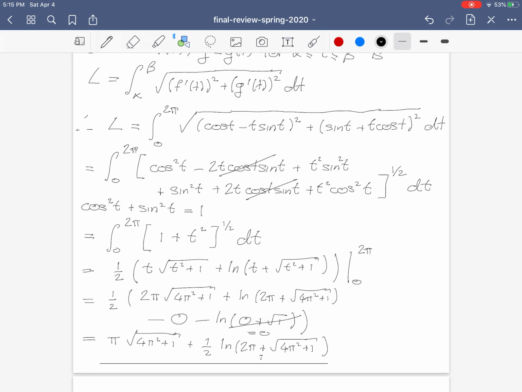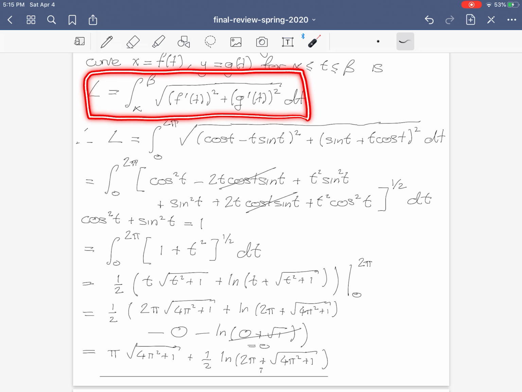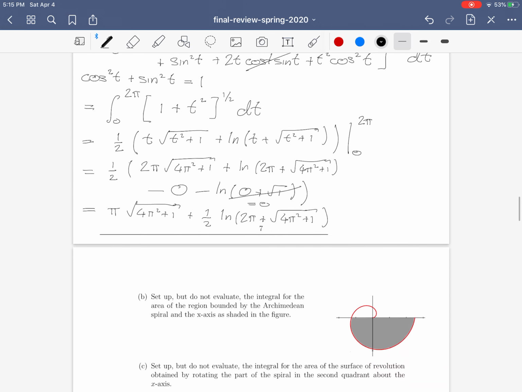Okay, so the main thing in this question was to recognize that we had a parametric curve, and then to remember and recognize the formula for the arc length of a parametric curve, which is given by this expression here. Okay, so let's move on to the second part.